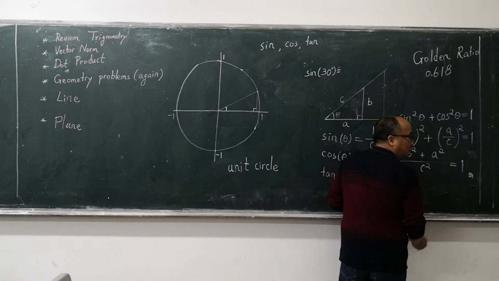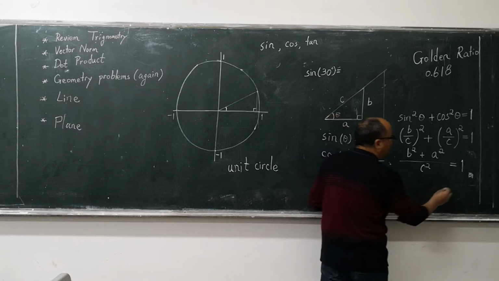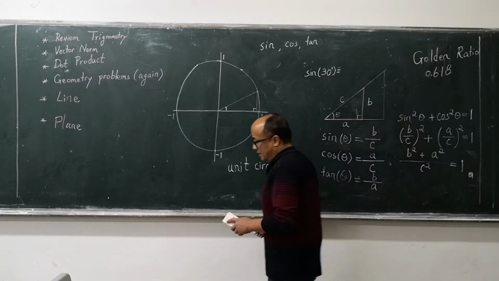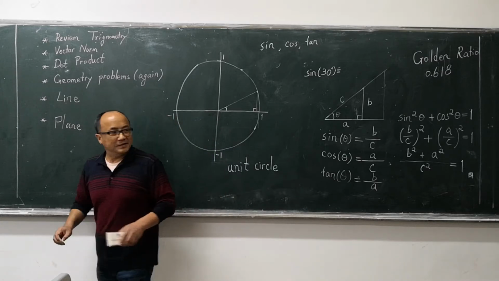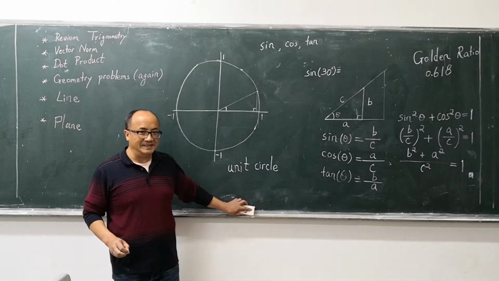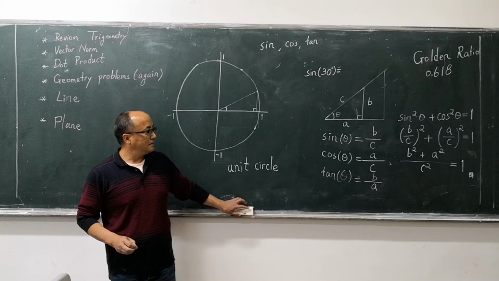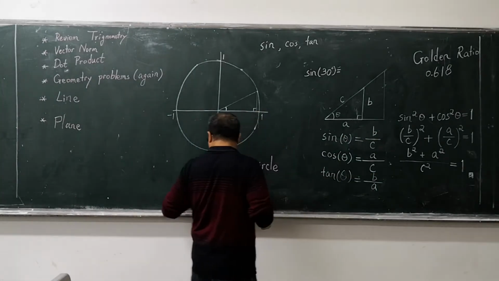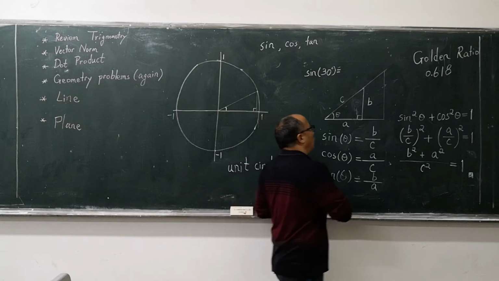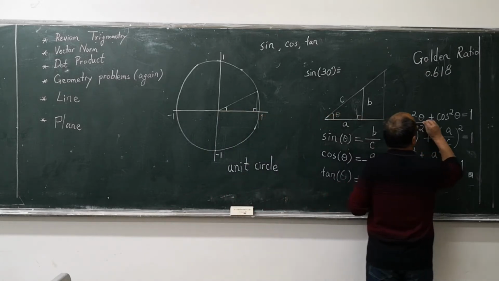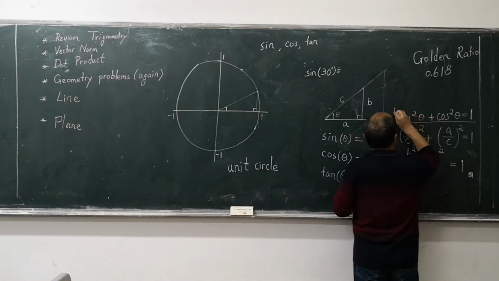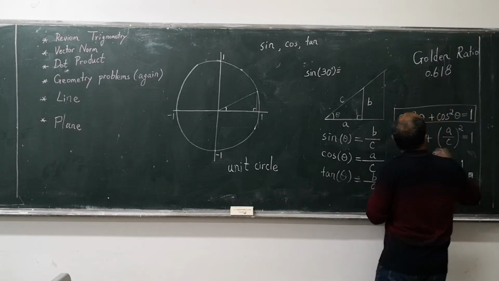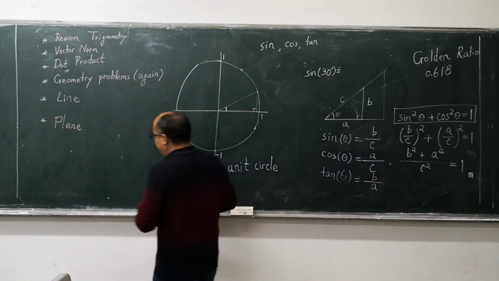This is a Greek tradition. When you finish the proving, you just draw a block, and that means you finished proving. So we finished proving this. This is very important.